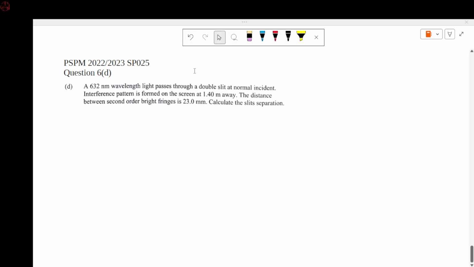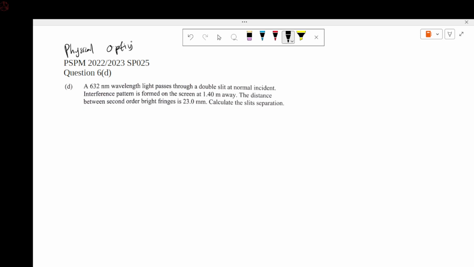Okay, hello everyone. So I want to discuss question 6D of the 2022-2023 SP025 paper. This question is on physical optics. Let me just write down there, physical optics.